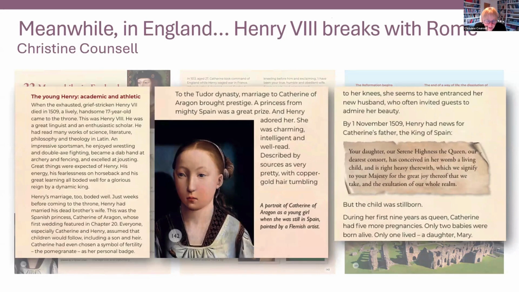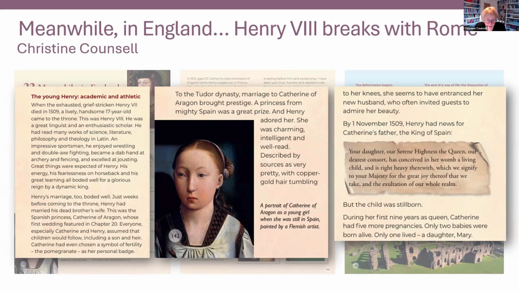When the exhausted, grief-stricken Henry VII died in 1509, a lively, handsome 17-year-old came to the throne. This was Henry VIII. He was a great linguist and an enthusiastic scholar. He had read many works of science, literature, philosophy, and theology in Latin. An impressive sportsman, he enjoyed wrestling and double-axe fighting, became a dab hand at archery and fencing, and excelled at jousting. Great things were expected of Henry. His energy, his fearlessness on horseback, and his great learning all boded well for a glorious reign by a dynamic king.